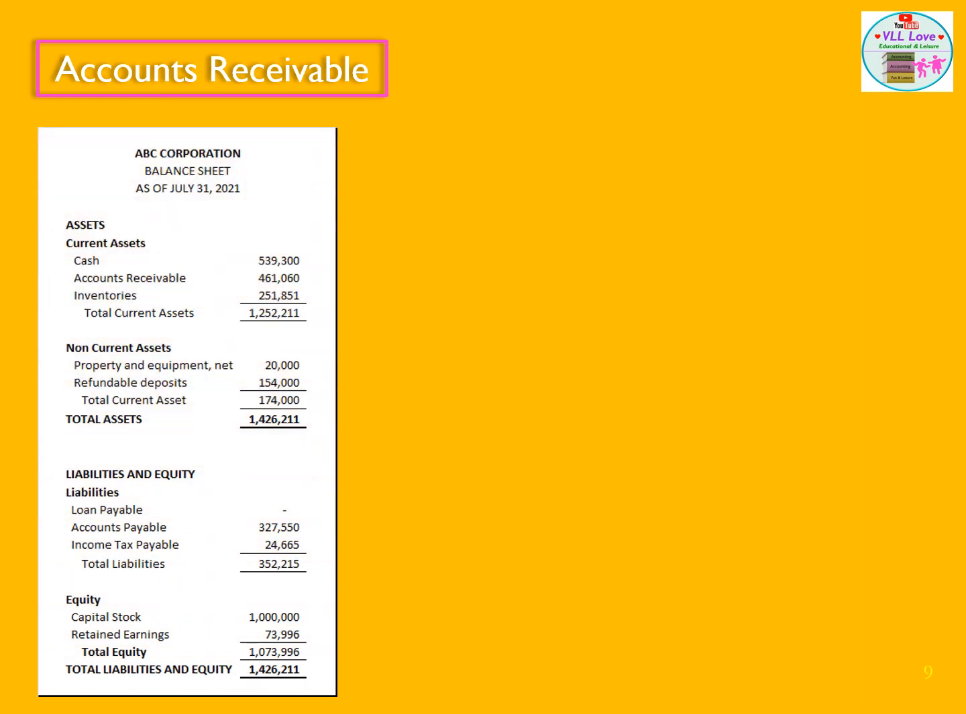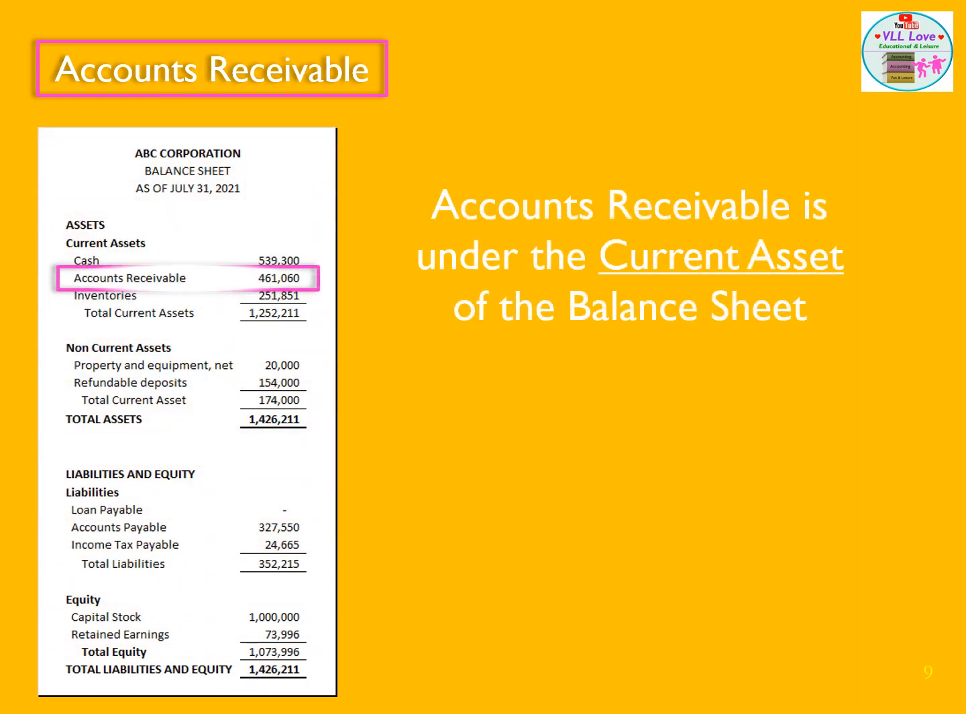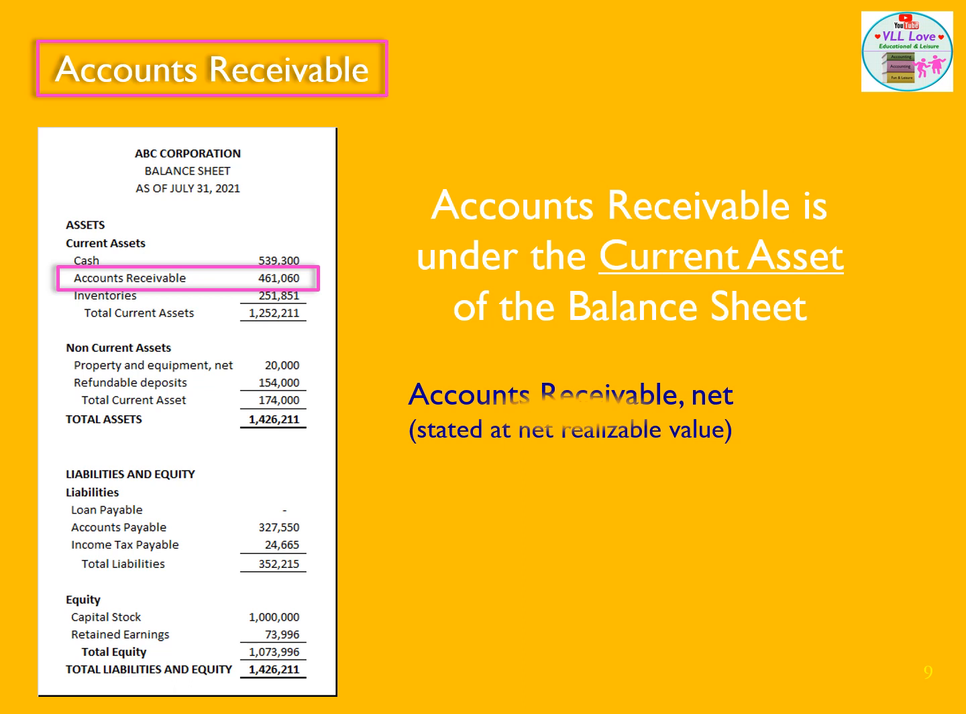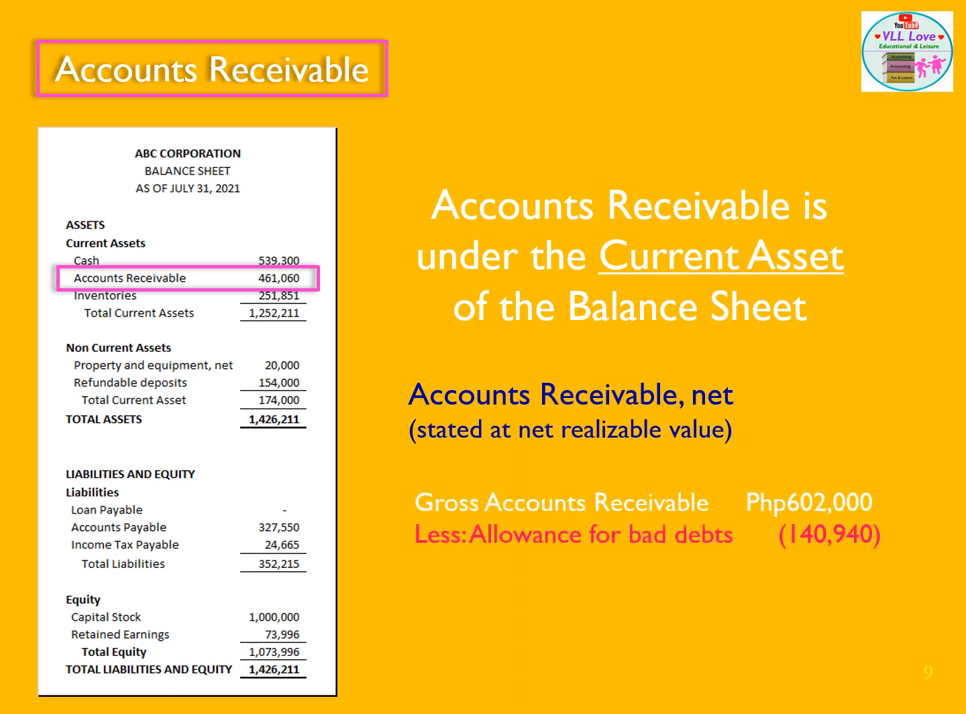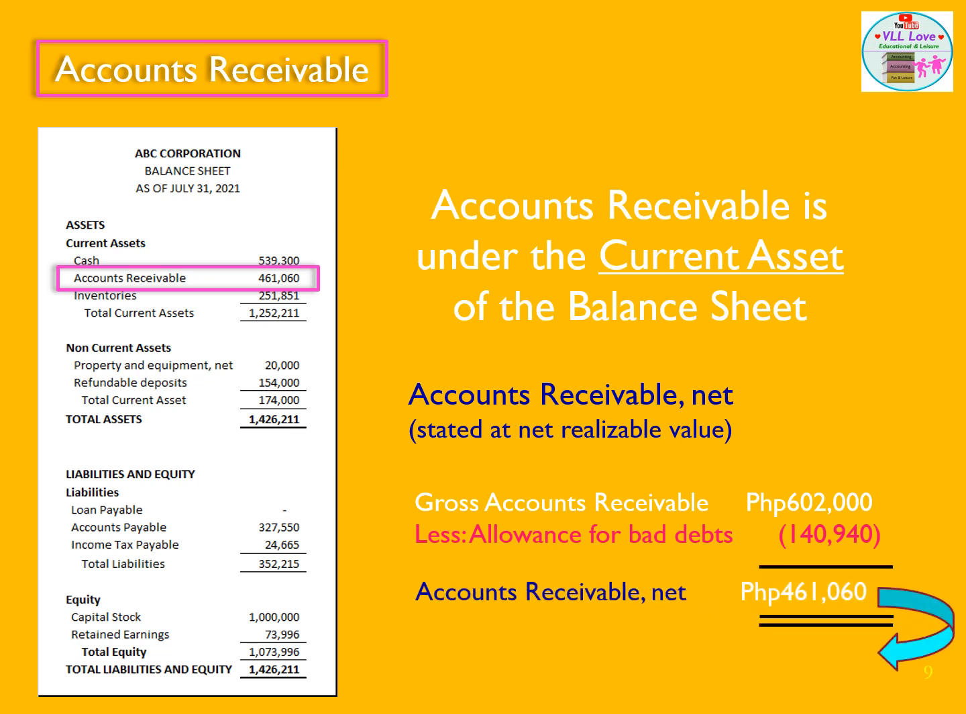Accounts receivable is recorded in the balance sheet at net realizable value, and it is under the current assets of the balance sheet. Net realizable value means after deducting the bad debts. Bad debts or uncollectible accounts will be discussed further on the next slides.